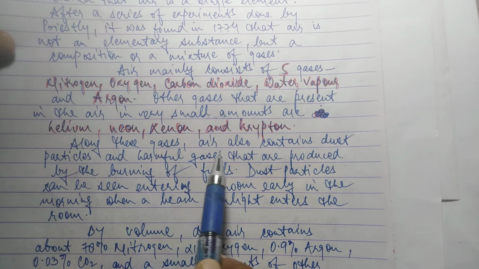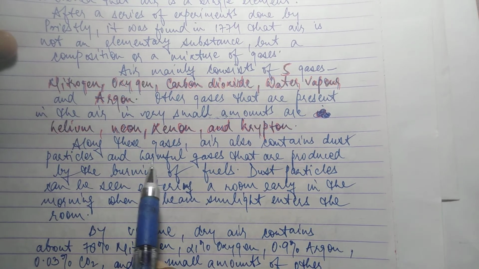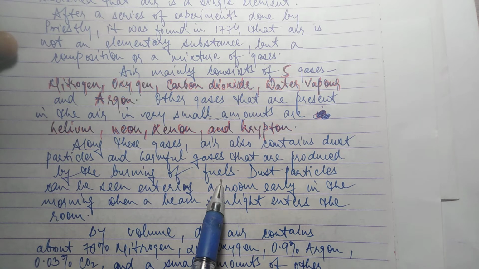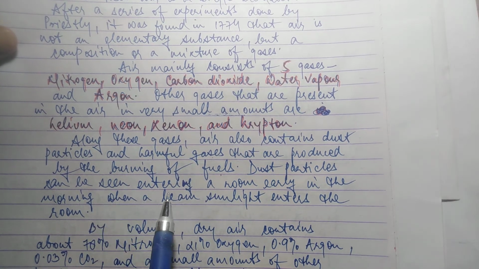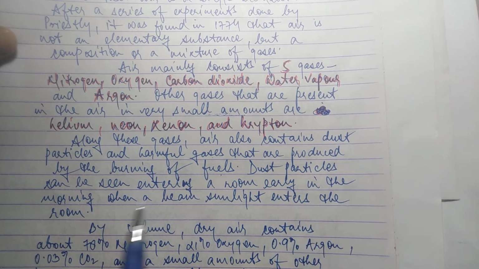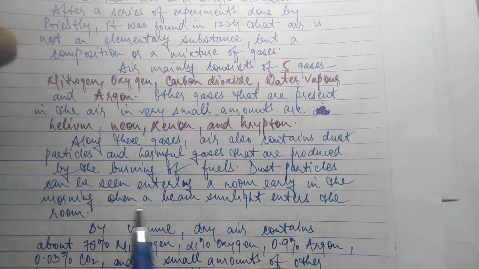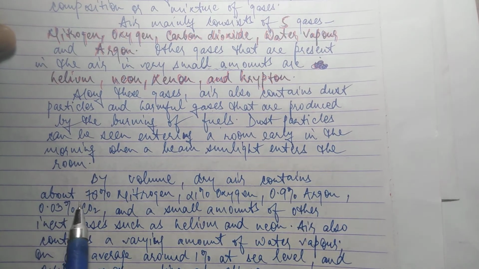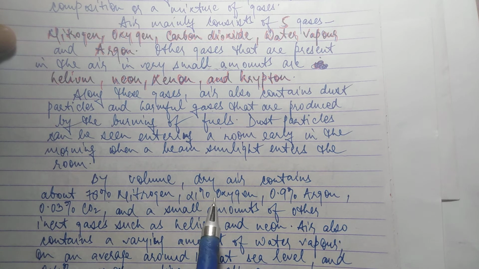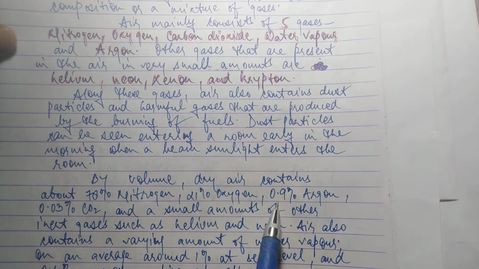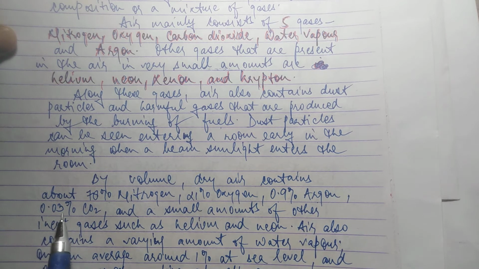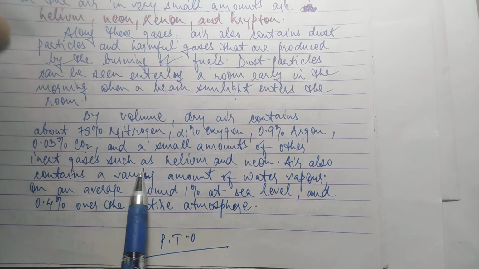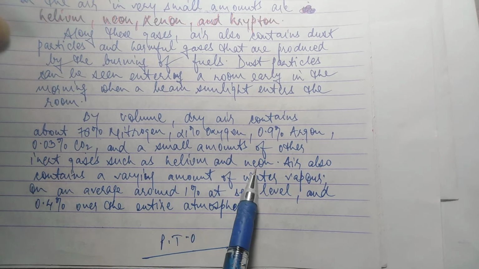Along with these gases, air also contains dust particles and harmful gases that are produced by the burning of fuels. Dust particles can be seen entering a room early in the morning when a beam of sunlight enters the room. By volume, dry air contains about 78% nitrogen, 21% oxygen, 0.9% argon and 0.3% CO2, and small amounts of other inert gases such as helium and neon.